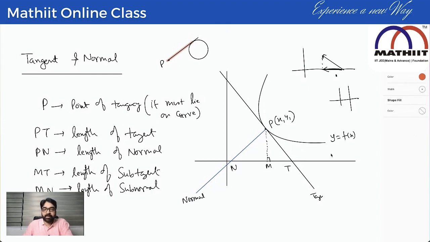Okay. Does somebody have doubt about subtangent and subnormal? Subtangent means projection of tangent on the x-axis. This is the tangent. If I ask what is the projection of this on the x-axis, you will say this. This is the subtangent. If I ask what is the subnormal, this is the normal, so the projection of this on the x-axis is the subnormal. I hope it's clear to you.